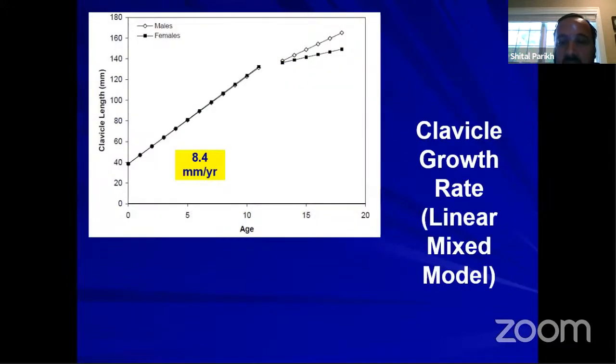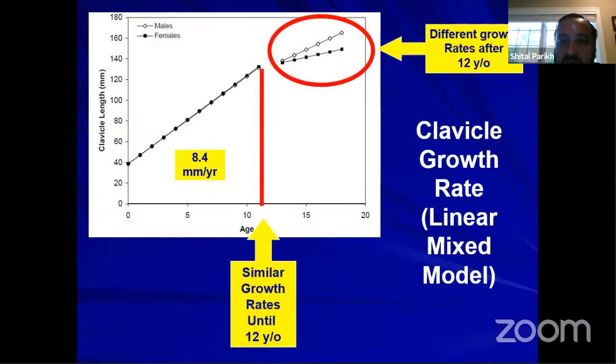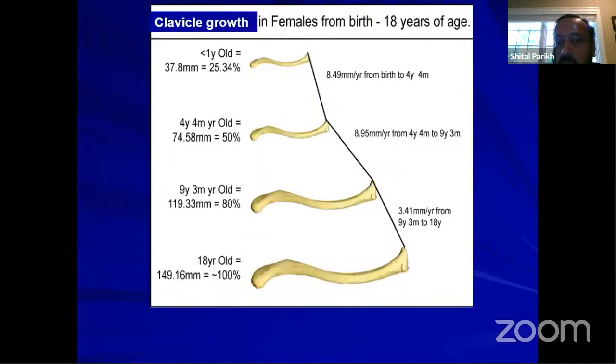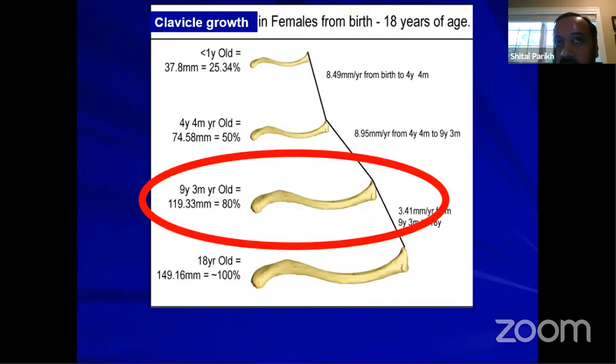But if we look at the growth rate of the clavicle, up to a certain age, the growth in males and females is the same. But after 12 years of age, the growth rates are different. What that means is that when we are evaluating the clavicle, you need to look at whether it's a boy or a girl. In a girl, typically by the age of 9 years, 80% of the growth is done, which means that if there is shortening, if there is a significant bump, if there is any malunion, it's less likely to remodel in females beyond that age.